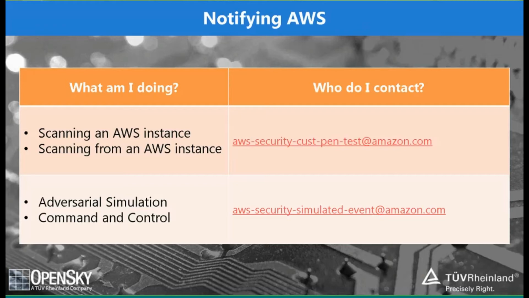Now, there's a separate email address for if you're trying to do things like avoid detection, or you're performing phishing, command and control, or other adversarial simulation activities. For that, you want to contact the simulated event team. Now let's move on to some of the fun stuff.